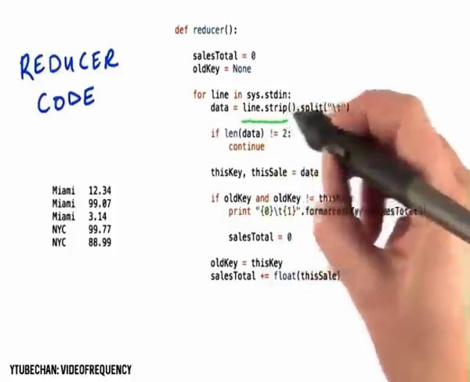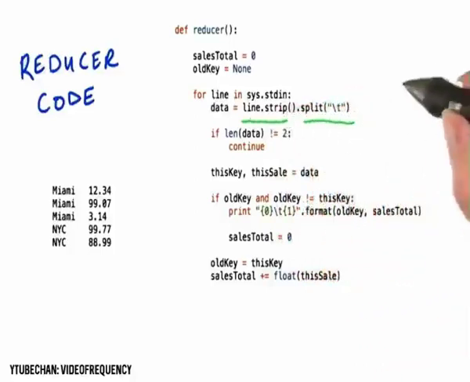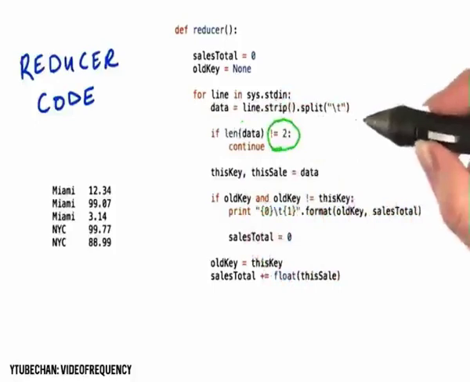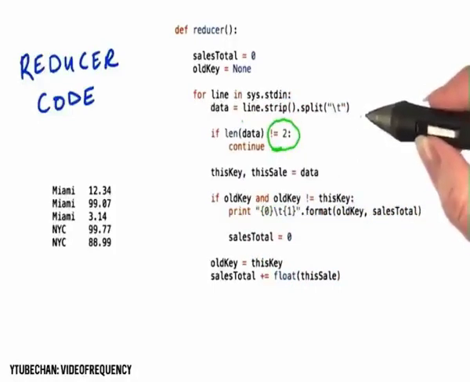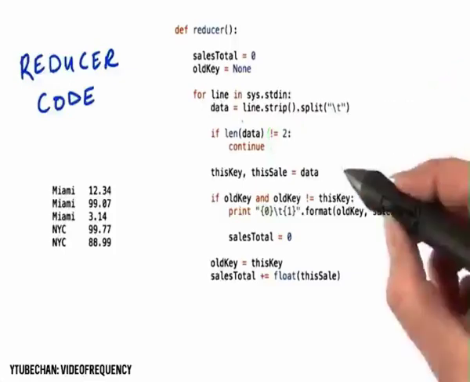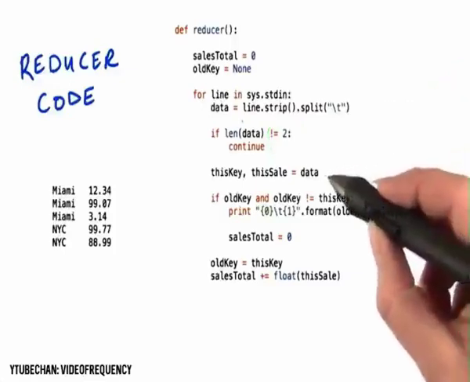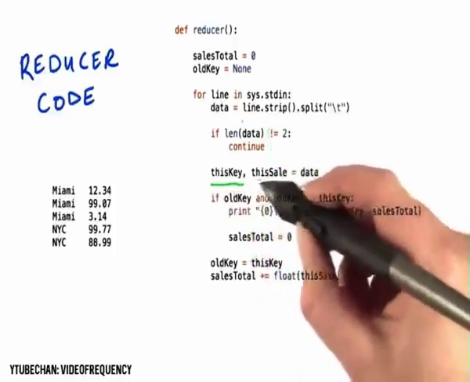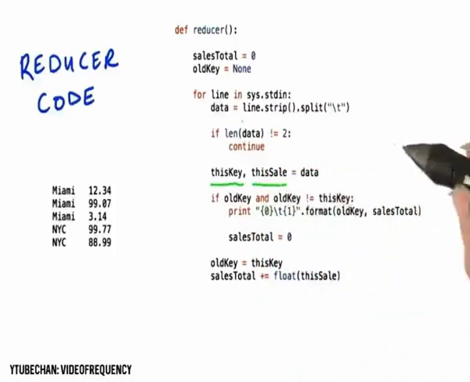So we'll strip off the new line, separate the value in the key by tab. That should give us 2 items which we'll store in an array called data. If we don't have 2 items, something strange has happened, so we'll skip that line. But that should never be the case because we know that mappers send us the data in this format. For the sake of clarity, we'll store the 2 items in the array into variables. This key will get the store name, this sale, the value.